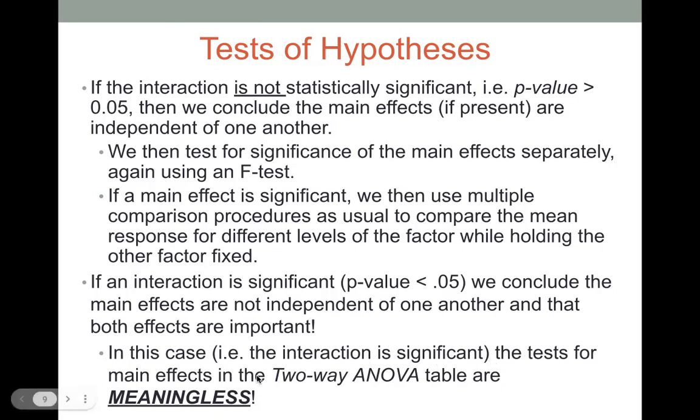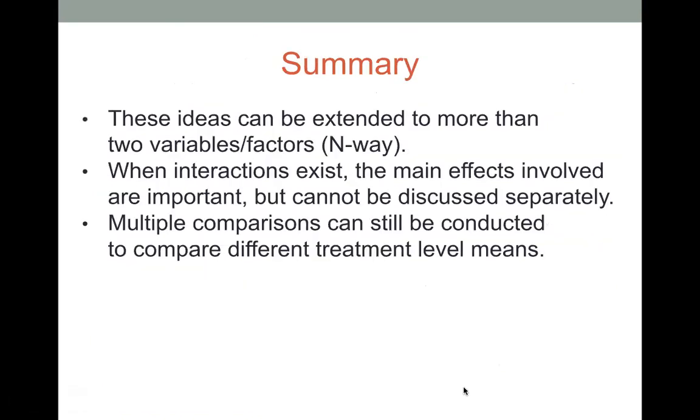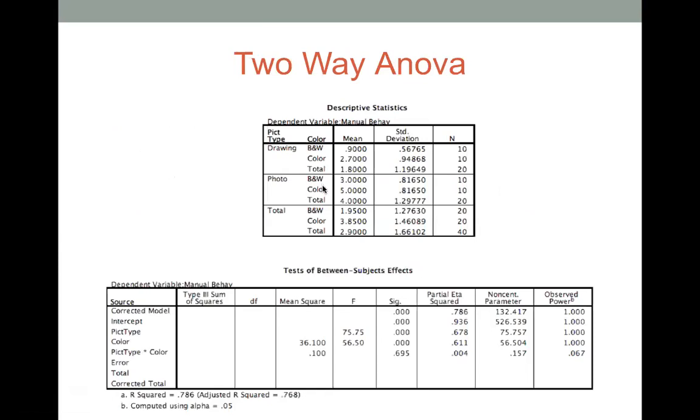The test for the main effects in a two-way ANOVA table is meaningless. Once there is an interaction, there is no need for examining the main effects separately. Summary: these ideas can be extended to more than two variables. When interaction exists, the main effects involved are important but cannot be discussed separately. Multiple comparison can still be conducted to compare the different treatment level means. I hope this is very clear.